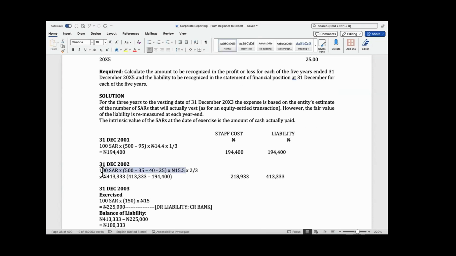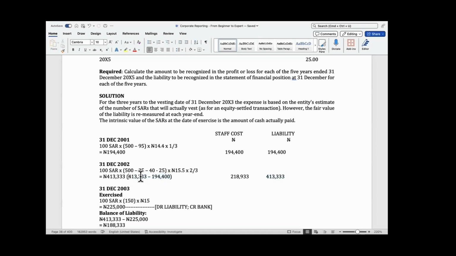We cannot recognize the entire value in year 2 alone. Since it's a remeasurement, we will need to spread it over the 3 years. So since this is year 2, we just cumulate year 1 and year 2 together. That's why we are multiplying it by 2 over 3. We got 413,333. Of course, that will be what will be in our liability. That means our liability has increased from 194 to 413. The increment is what we recognize as staff costs. It is the increment that goes to P&L.